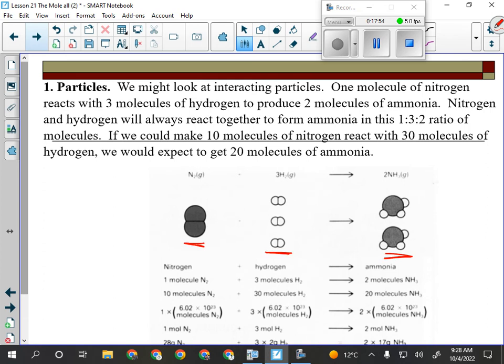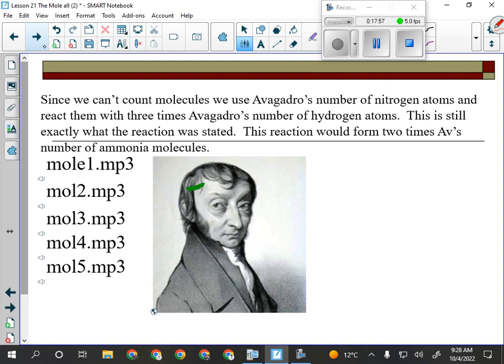We could look at it that way, or we could look at it in terms of moles. That's Avogadro.